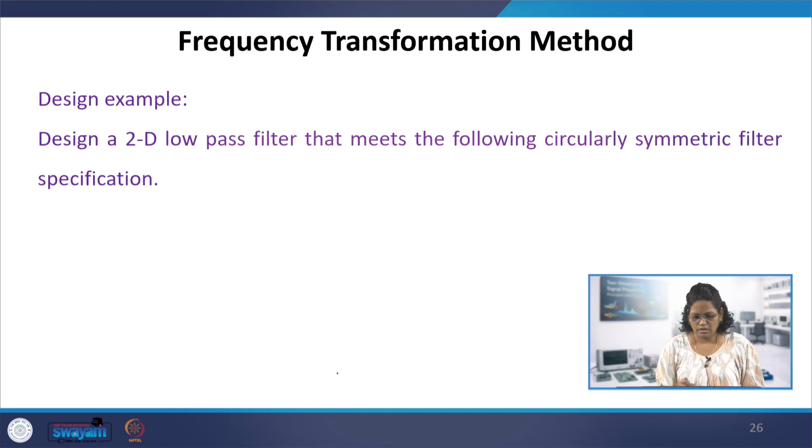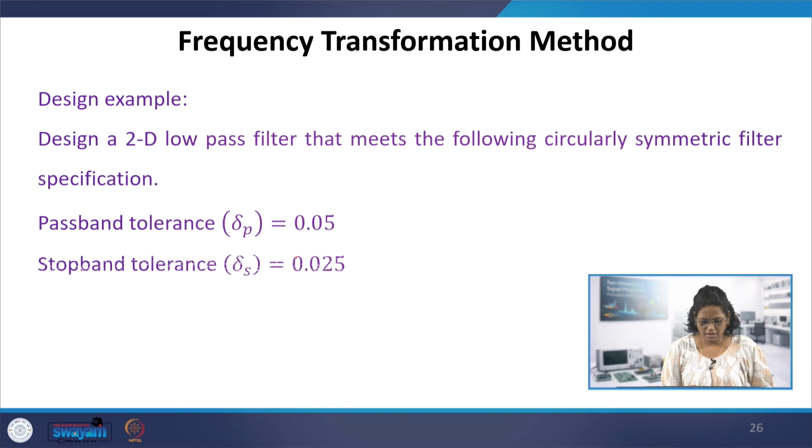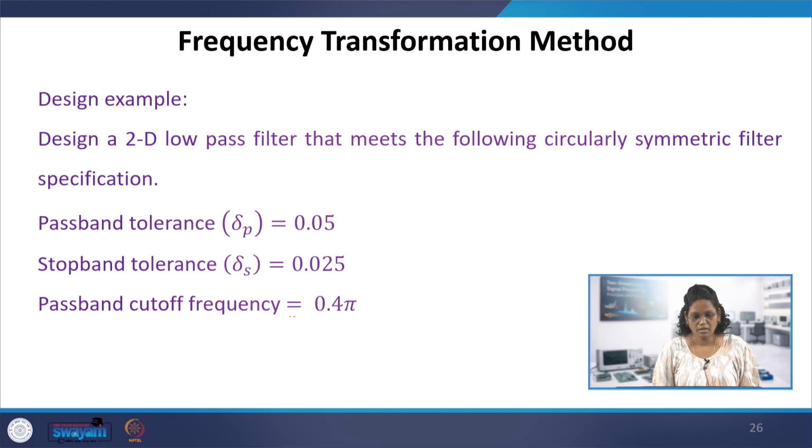So, just to give an example here, suppose delta P and delta S are 0.05 and 0.025, these are the ripples in the passband and stopband, with a passband frequency of 0.45 and a stopband frequency of 0.55. So, this is the low pass filter specification. For this, how do we design this filter?